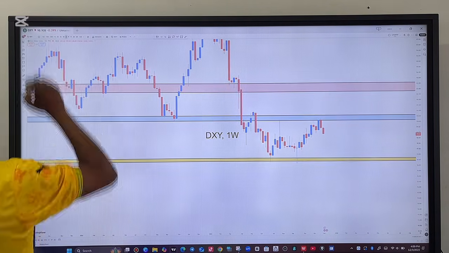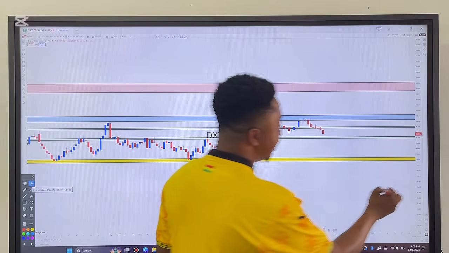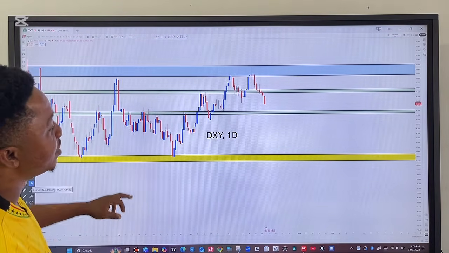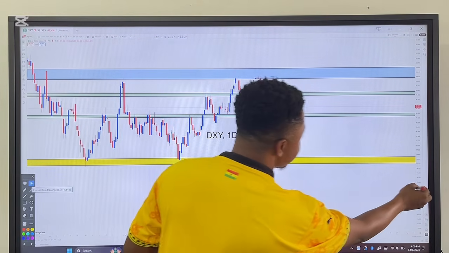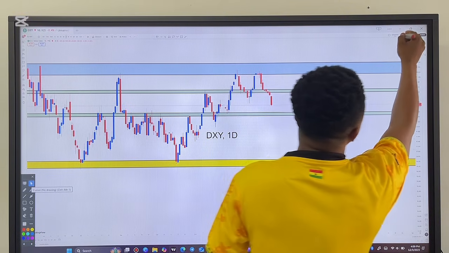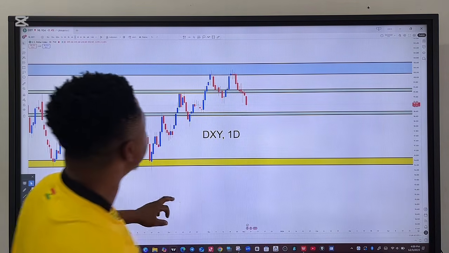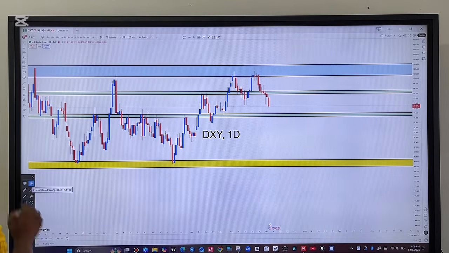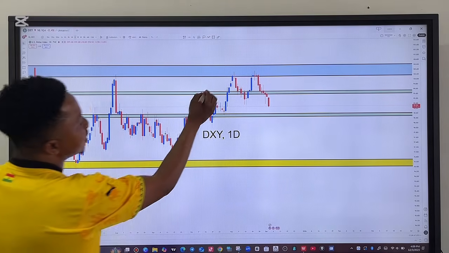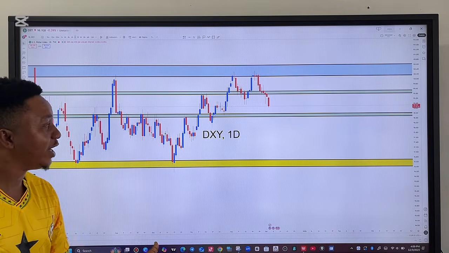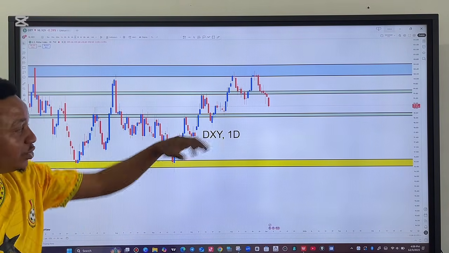Alright, so this is also the daily time frame of DXY. Now DXY, the daily time frame, let's put more meaning into it as well. Alright, so looking at DXY on the daily time frame, price has created what? A double top. Where is the double top? Let's find out very quick. So we have what? The daily upper and the daily lower zone. So price was what? Initially an uptrend here, but it is now moving to the downside.